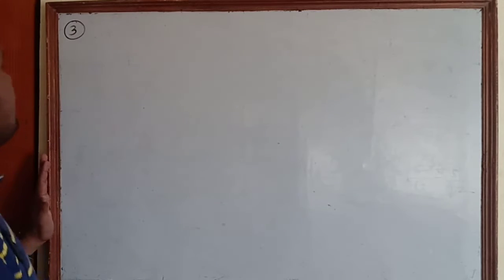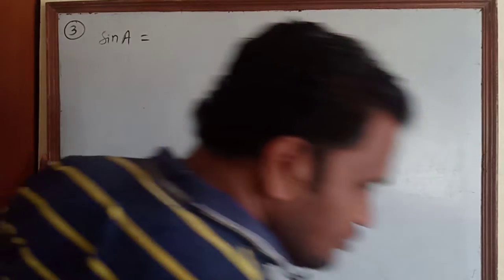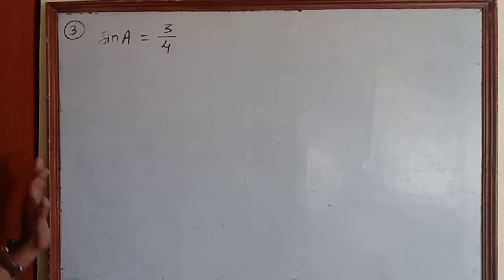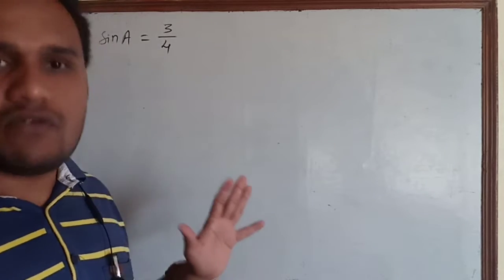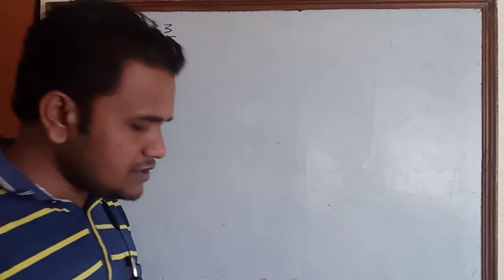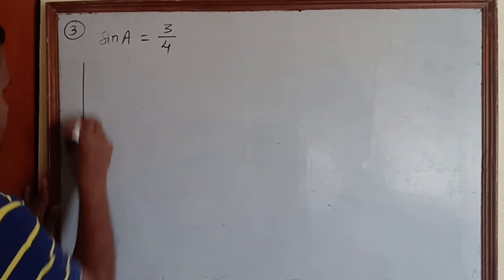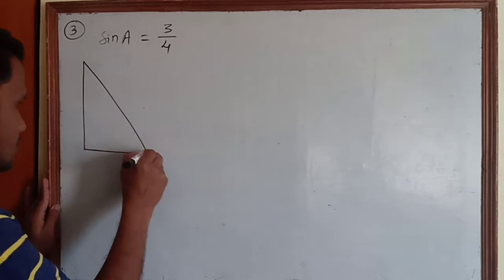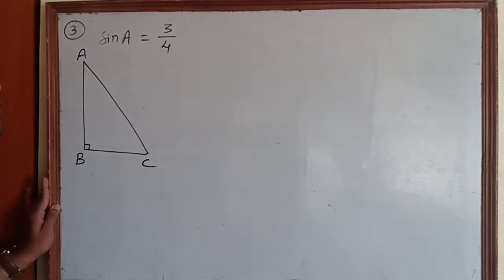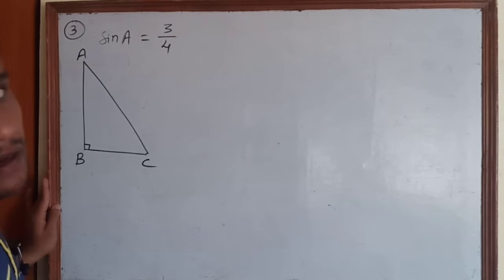In question number 3 we have given the value sin A, 3 by 4. No triangle is given, nothing is given, only the ratio of sine is given, 3 by 4. Now first of all we will do one thing. We will draw a right angle triangle. See, in this way. A, B, C. This right angle triangle has a 90 degree angle at point B.